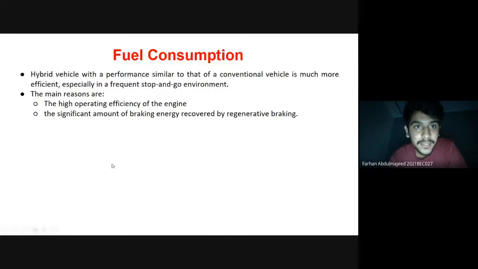The main reason for choosing EVs is the high operating efficiency of the engine and a significant amount of braking. In EVs we have regenerative braking, which helps us recover the lost energy in braking. That is, through regenerative braking, we can also charge the batteries back and have a better efficiency of the vehicle.